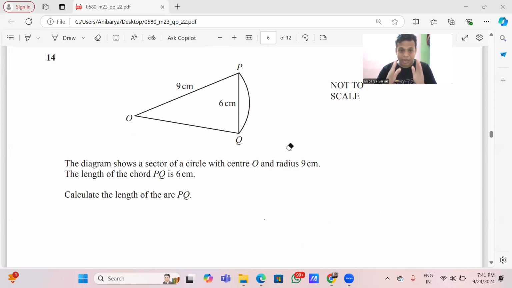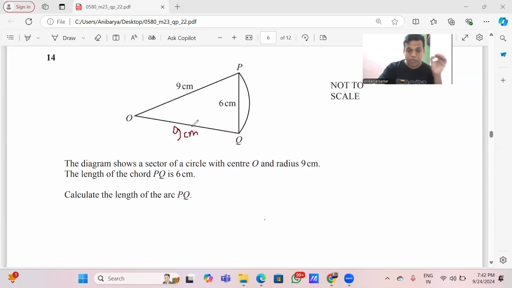Properly read the question. The diagram shows a sector of the circle with center O, radius 9. The length of the chord PQ is 6. Calculate the length of the arc PQ. One thing we can understand from this: if this is a radius, then this also will be a radius, so this is also 9 centimeters.